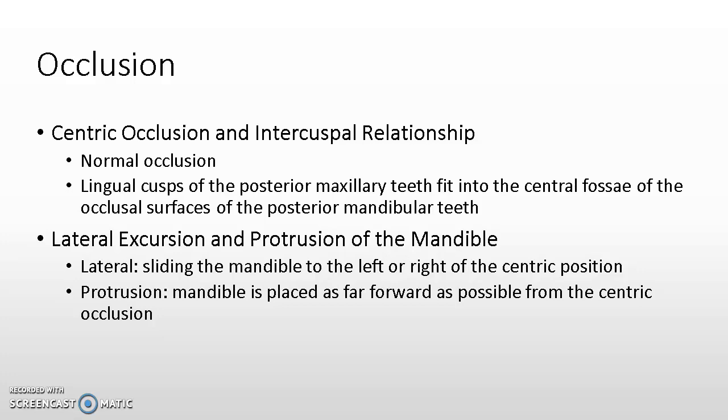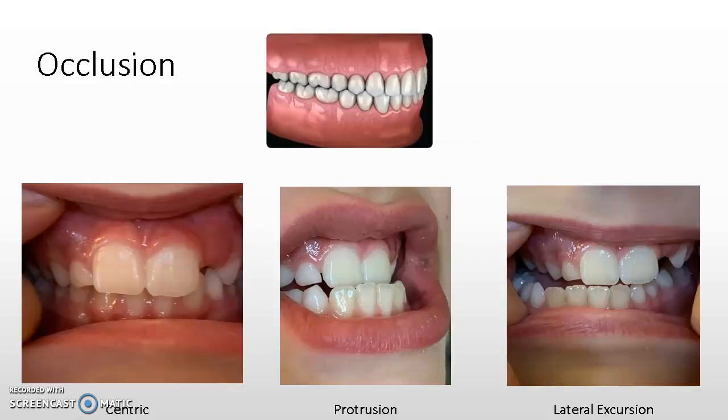And then we have lateral excursion and protrusion of the mandible. When someone moves in a lateral motion, this is where they slide the mandible to the left or the right in centric position. So they just simply move their mandible to the side. In protrusion, the mandible is placed as far forward as possible from the centric occlusion.